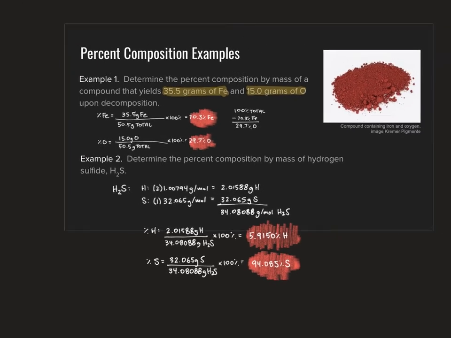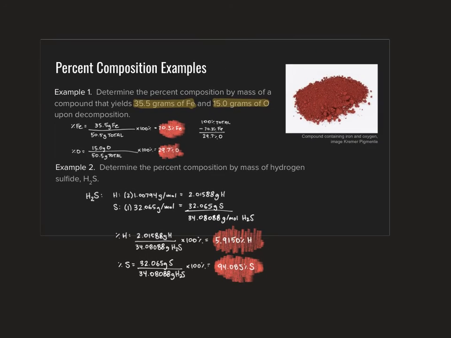But the real power of percent composition by mass isn't just to know it in and of itself. It's that we can use percent composition by mass measurements in the laboratory to help us determine the actual formula and therefore identity of a compound we're dealing with. And we'll do that on our next slides.